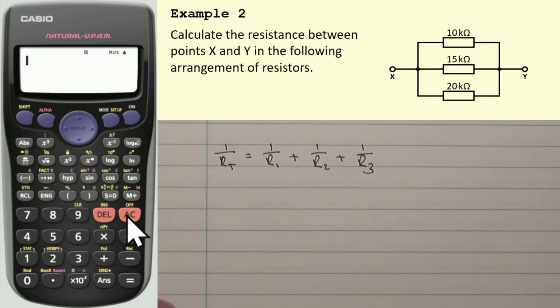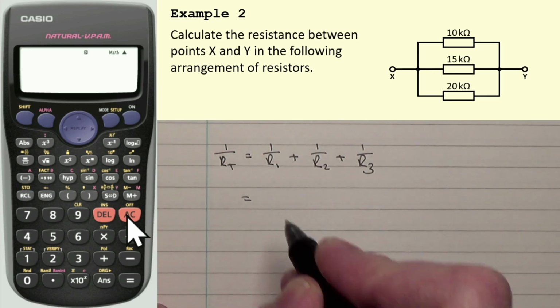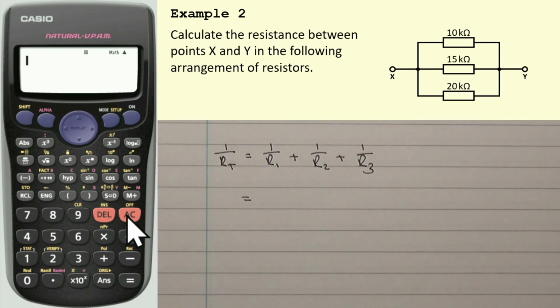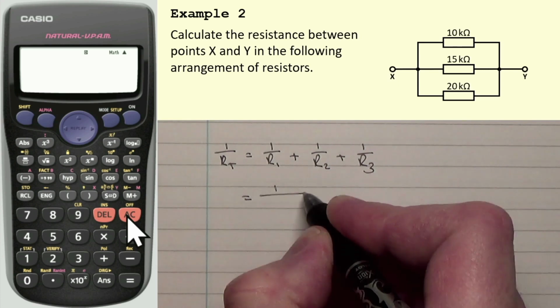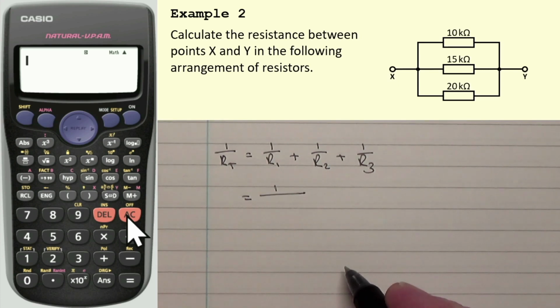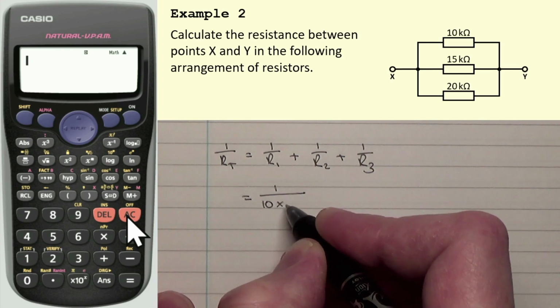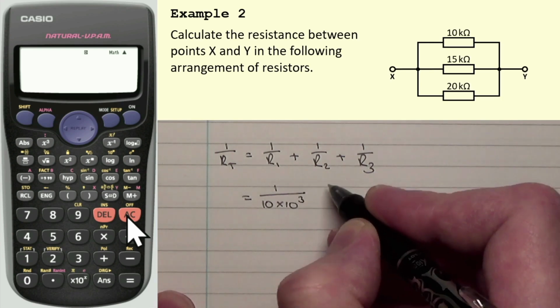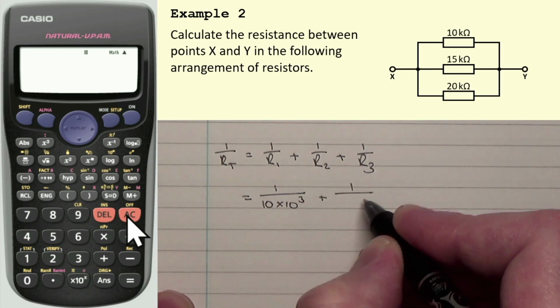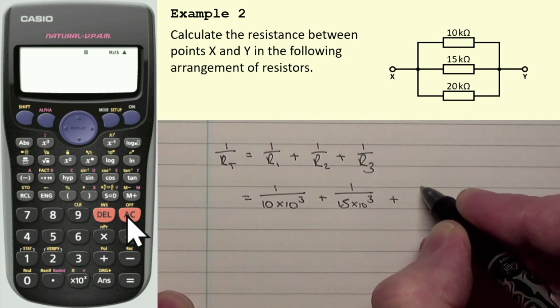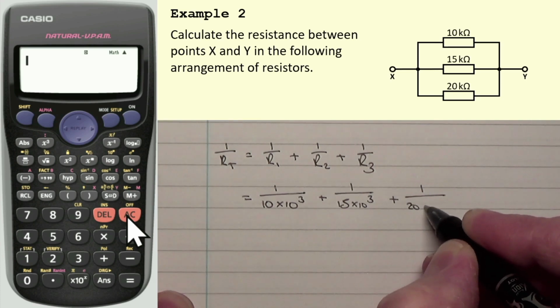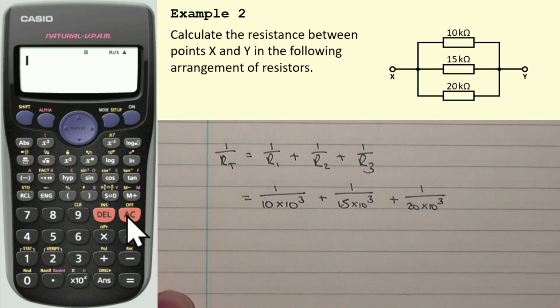So what I should do is, when I do this substitution, then of course I should be incorporating that into the substitution. So that would be 1 divided by the first resistance up at the top, which is 10 kilo ohms. So that's 10 times 10 to the power of 3 plus the second one is 15. So 1 over 15 times 10 to the power of 3. And the third one is 20 kilo ohms. There we go. Now what's that going to give us? Let's find out. Okay, let's enter that into the calculator.